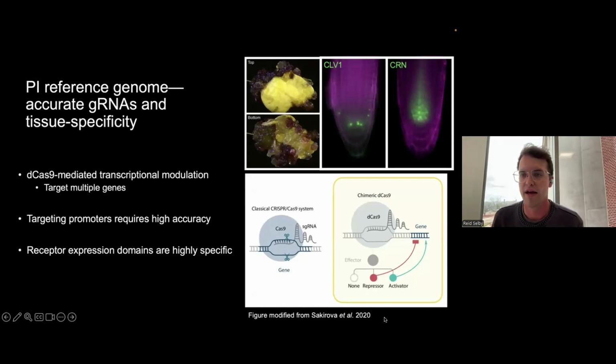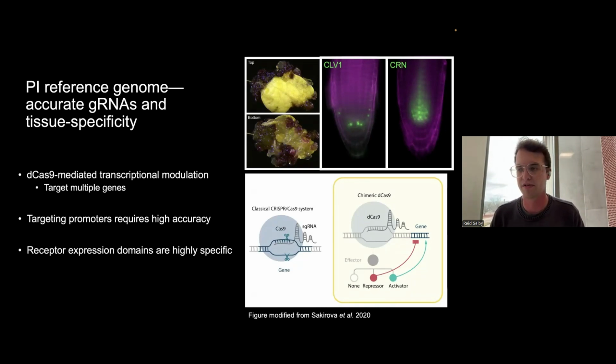And so I have been toying with the idea of using our new reference genome to synthesize CRISPR guide RNAs, but instead of mutating more of these genes within these roots, we can use a deactivated version of the enzyme fused to transcriptional effectors to essentially turn these receptors up or turn them down and then challenge them with different peptides to see how they respond.